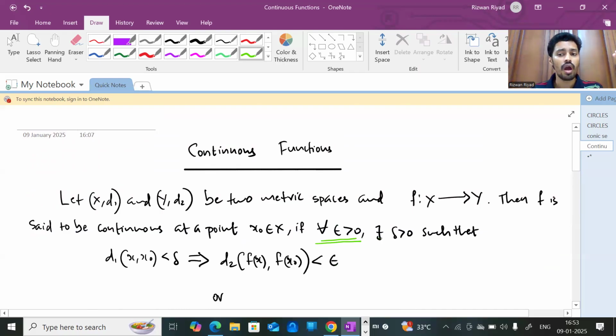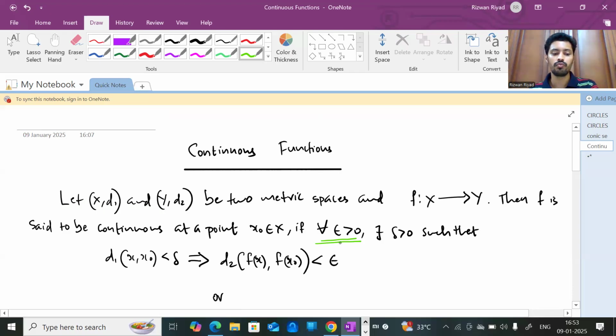You have to prove this for any positive number. You can take this epsilon as any positive number. It should be true for any positive real number as epsilon. If it is not true for at least one positive epsilon, then we cannot say that it is continuous. So it must happen for any epsilon greater than 0.